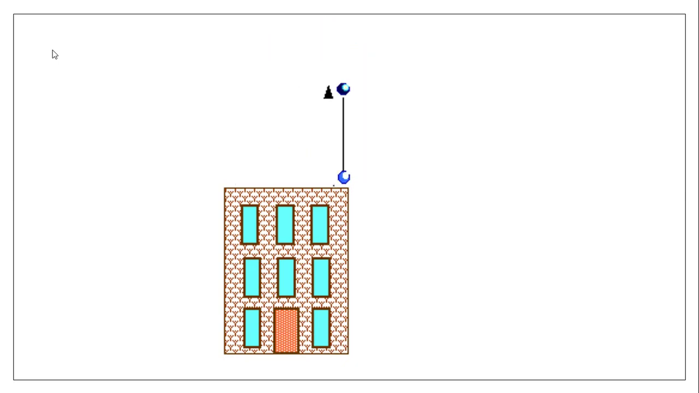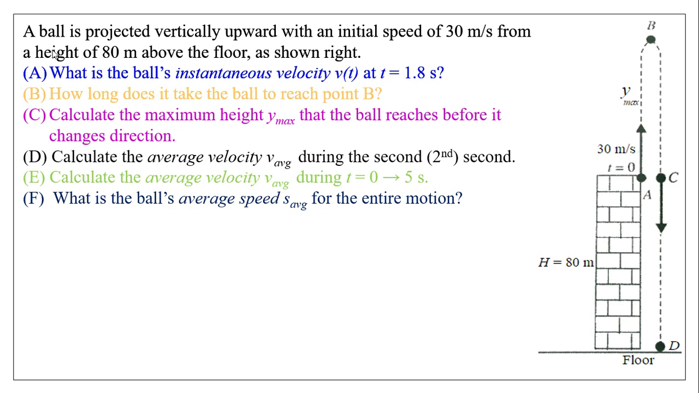So in this particular video, we have an object that is being shot upward at a rate of 30 meters per second from the top of a building that is 80 meters tall. All right, so the diagram here gives you a lot of information. So this is part one of two videos for this particular schematic.